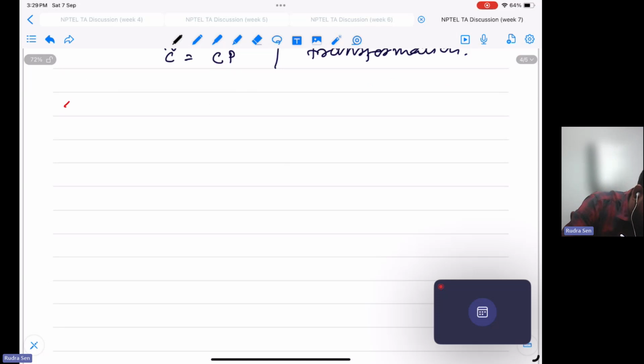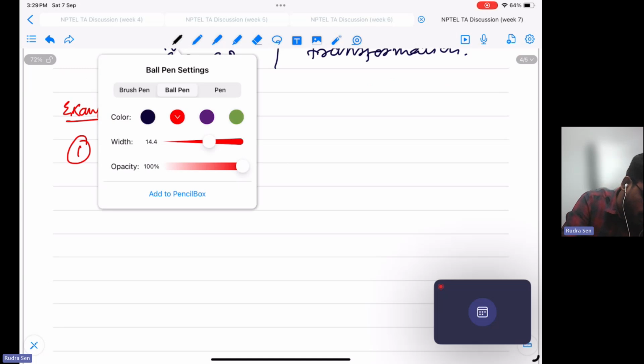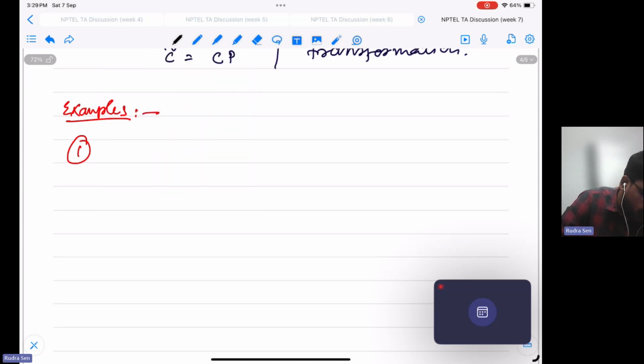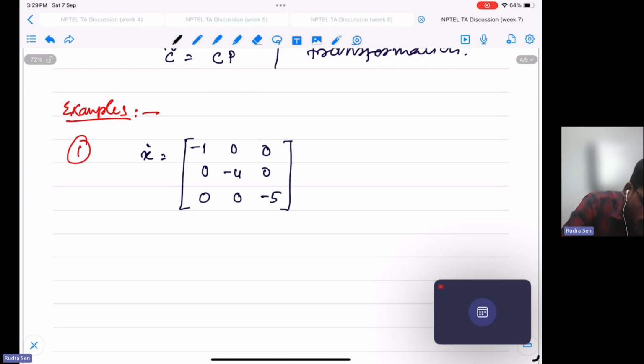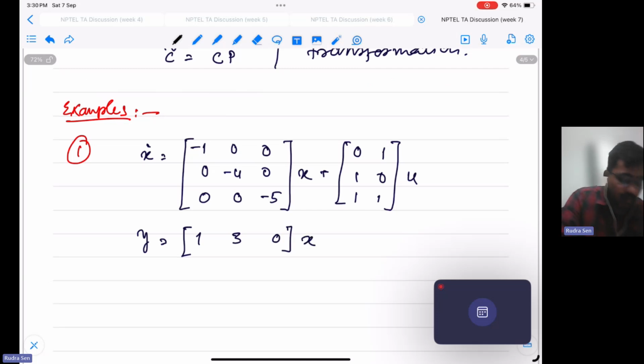I'm just going to tell you how we will check. Example number one: let's say you have a system x dot equals [-1 0 0; 0 -4 0; 0 0 -5] x plus [0 1; 1 0; 1 1] u, and y equals [1 3 0] x.